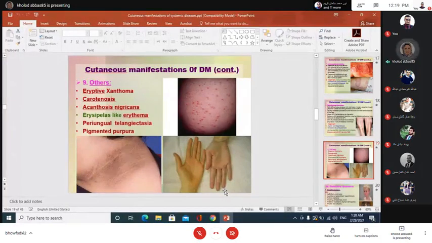Do you remember which type of xanthoma we said is associated with diabetes? Eruptive xanthomas. Other manifestations we have are keratosis, acanthosis nigricans. Acanthosis nigricans, which means increased velvety texture of the skin, thickening of the skin, present with hyperpigmented thickening on the neck, axilla, brown lesions. Others like erythema, periungual telangiectasia, pigmented purpura can also be seen in diabetic patients.